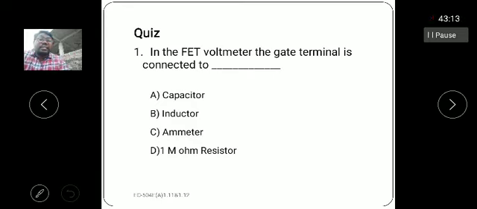If you connect a capacitor, there is no use. If you connect an inductor, there is no use. If you connect an ammeter, there is no use. If you connect a low resistance, there is no use. You have to connect a high resistance to the gate terminal of the FET, then only it limits the current. The high gate current can be limited by the high resistance connected across the FET input gate terminal. In the FET voltmeter, the gate terminal is connected to a 1 mega ohm resistor. This is the answer.